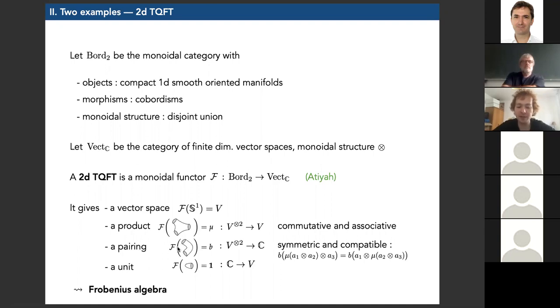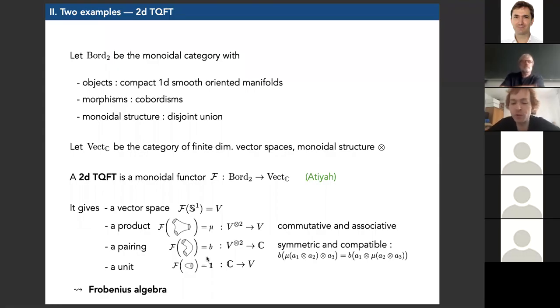If you take the image by the functor of the cobordism between 2 circles and 0 circles, this cylinder, you get a linear map from V tensor 2 to C. And using the axioms of this bordism category, you get that this is a pairing, so it is non-degenerate. It's symmetric and it's compatible with the product in this sense. And then you get a unit, which is just by looking at the cobordism from an empty boundary to a circle. And that's a unit for the product. This collection of data, V with the product, with the pairing and unit satisfying all these axioms, is called a Frobenius algebra.